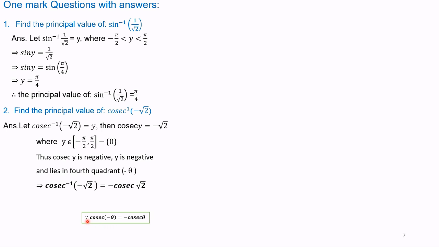You see here, cosecant of minus theta is equal to minus of cosecant theta in this condition. Therefore, minus of cosecant inverse of cosecant of root 2 is minus pi by 4. Therefore, cosecant inverse and cosecant neutralize, and it is minus of pi by 4. So cosecant inverse of minus root 2 is minus pi by 4. Therefore, the principal value of cosecant inverse of minus root 2 is minus pi by 4.